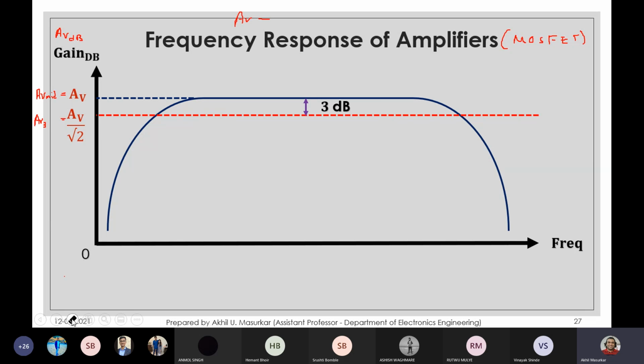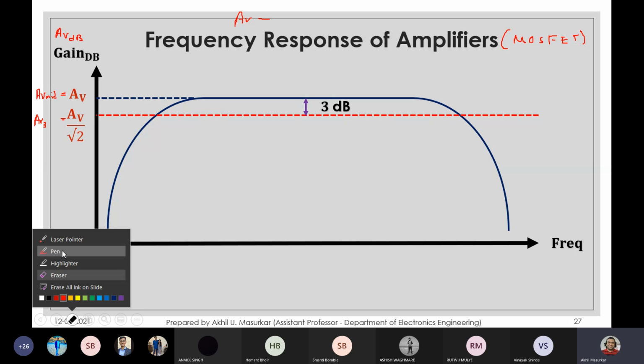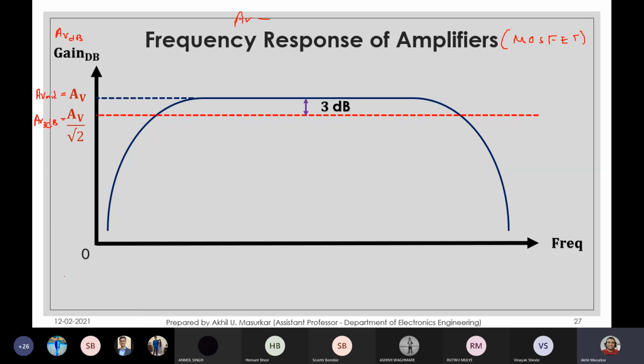So if you want, I'll just draw this little bit nicely. Now you can see that this red line actually cuts the graph at 2 points. One is at slightly lower frequency and one is towards the high frequency side. If you draw 2 vertical lines at these points, then you can see that the entire graph gets divided into 3 parts.